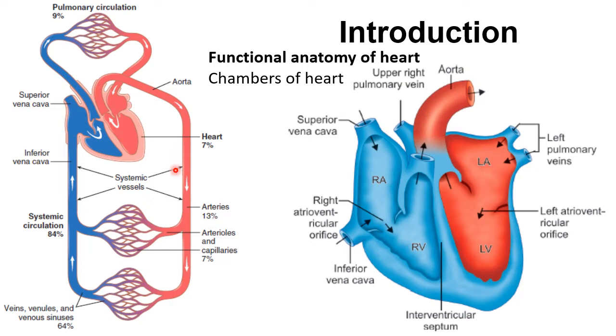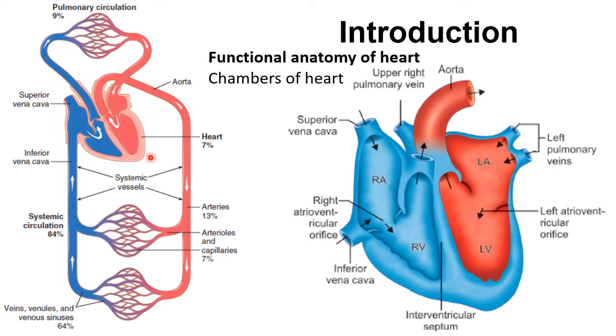Cardiovascular system consists of heart, blood vessels, and the blood flowing inside it, the fluid connective tissue. The heart actually is a pump which acts as a driving force pushing the blood through these blood vessels to circulate into the body.